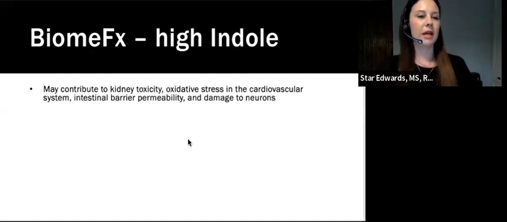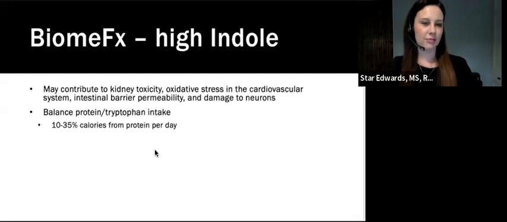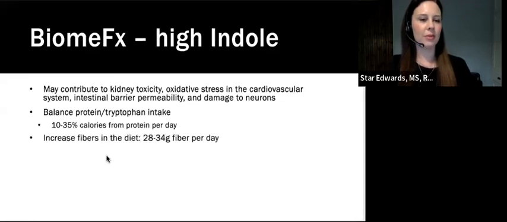And whenever this happens, it may contribute to kidney toxicity, oxidative stress in the cardiovascular system, intestinal barrier permeability, and damage to the neurons. It's important to balance protein and tryptophan intake, so make sure they're not getting too much protein. And in the 5 steps to gut restoration, we talked about how much protein your patient should be getting. And the general recommendation is 10 to 35%. That is a very wide range. So you might need to work with your patient a little bit on how much specifically they need, but we don't want a lot more protein than 35%, which might be contributing to having indoles that are too high.